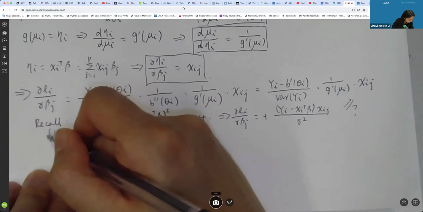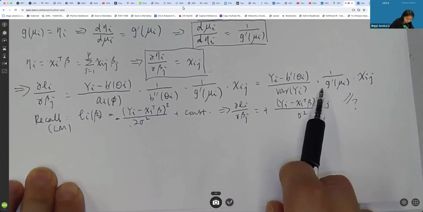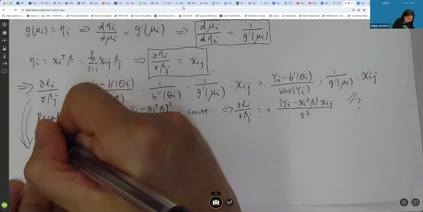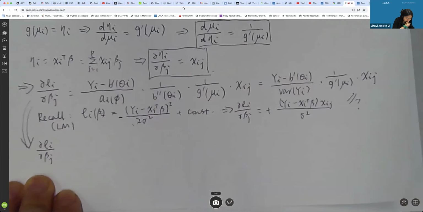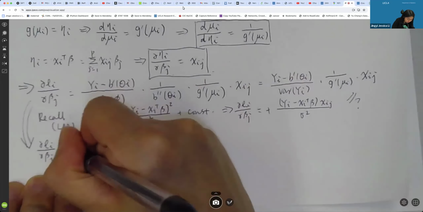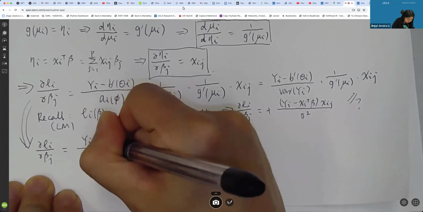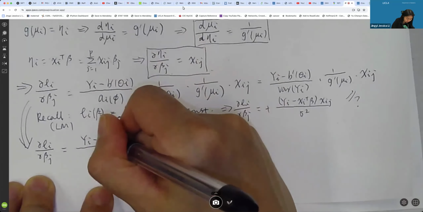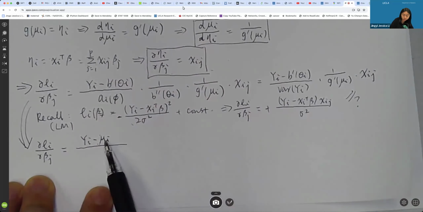So from here, what we want to do is further write down partial Li partial beta j, the term we need for our gradient, as this. Yi minus this one, b prime theta i, is what we call mu i. Don't forget, mu i is just the mean of yi, so we can write it as mu i.